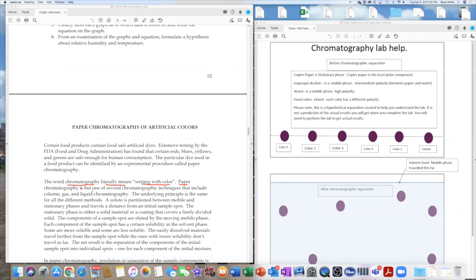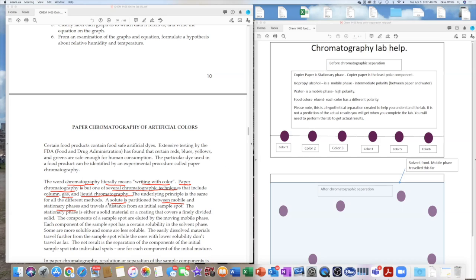what we're going to be doing here is essentially looking at your solute, we were told right here, and partitioning the solute between the mobile phase and stationary phase. I'm trying to go over the critical information that pertains to your lab, but please be aware paper chromatography is only one of several chromatographic techniques that include column chromatography, gas chromatography, and liquid chromatography, okay? So we are working with paper chromatography. Let me make sure I'm actually recording here.